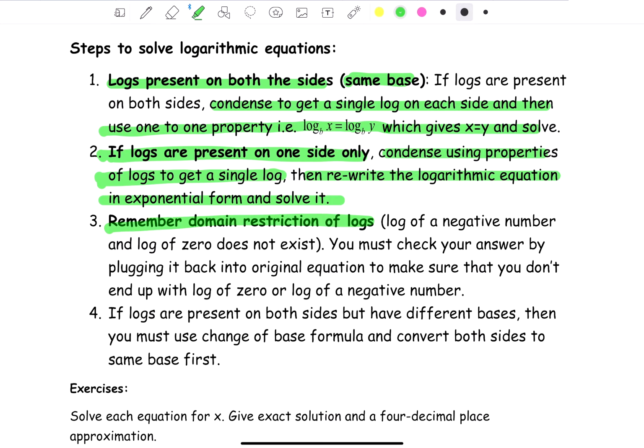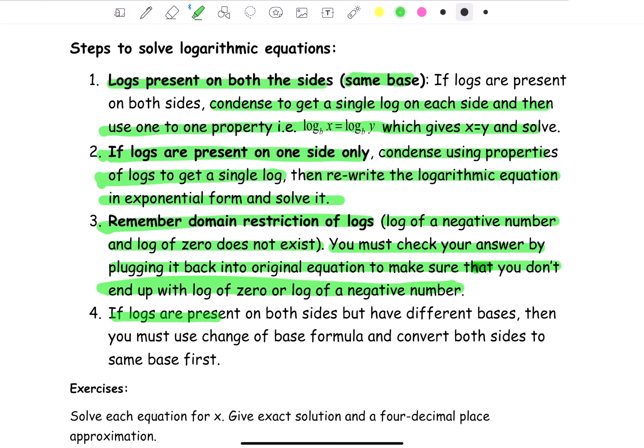Remember the domain restrictions of logs. Log of a negative number or log of 0 does not exist. Once we find a solution, we must check and make sure that that solution is not going to make any log of negative or log of 0 in the original equation. If that's the case, that will be an extraneous solution. That would not be an allowed solution.